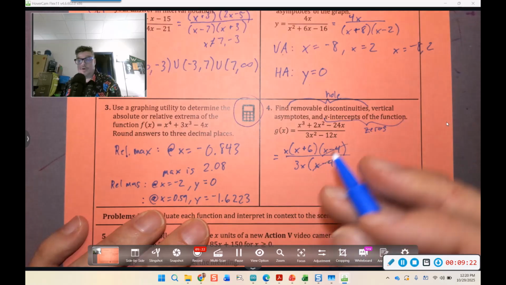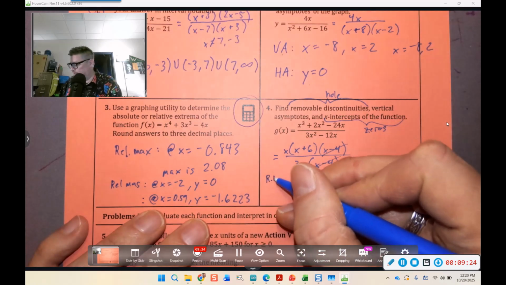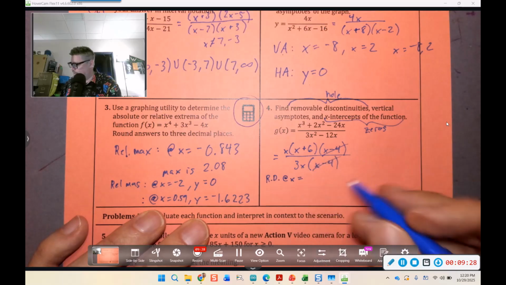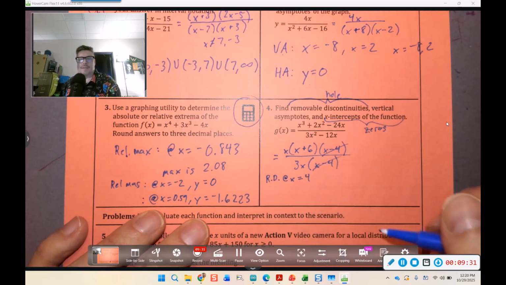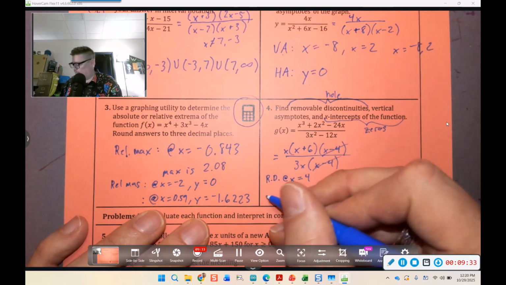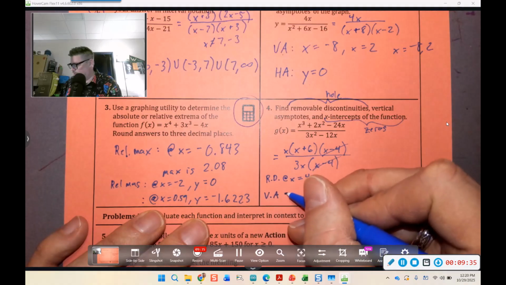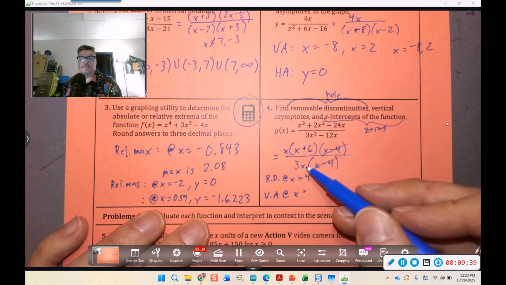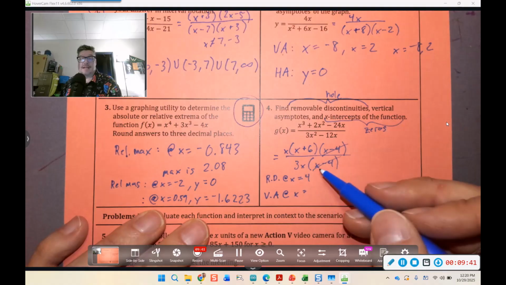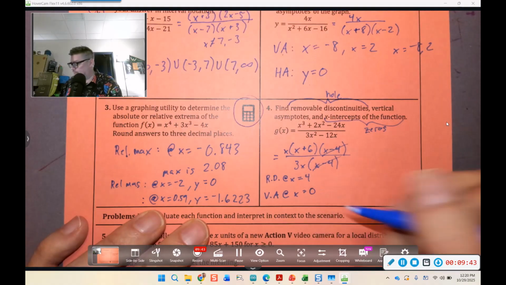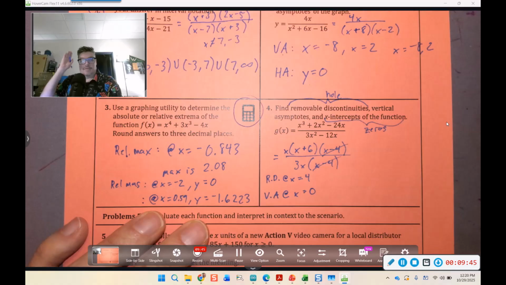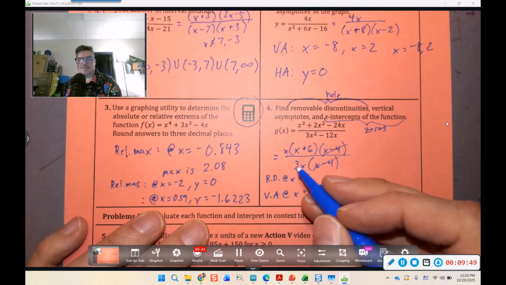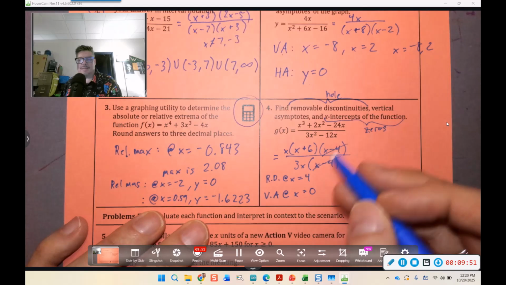Okay, so we're going to say the removable discontinuity is at x equals 4. Then we're going to say the vertical asymptote is at x equals what didn't cancel out right there. That x did not cancel out, so we're going to say at x equals 0. So it's going to have a dotted line right there at 0. And that's it, because the only thing in the denominator is just this 3x and this guy, and since he canceled out, that makes him a hole.